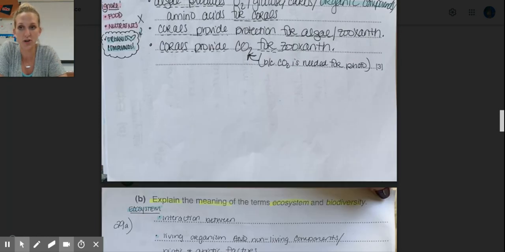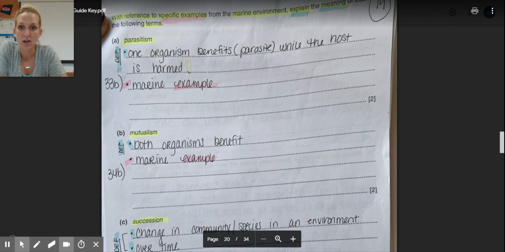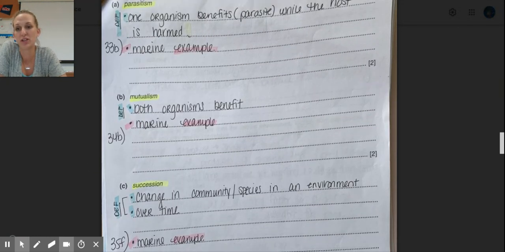And we're looking at 34. Mutualism, both organisms benefit, and then you need to give a marine example. So either your chemosynthetic bacteria and tube worms, the cleaner fish and a shark. The cleaner fish's name is a wrasse, W-R-A-S-S-E. I think it's an E, wrasse. Or your zooxanthellae and corals. Those are different options you could use for mutualistic relationships. Oh, excuse me. That was 34. Now we need 41.